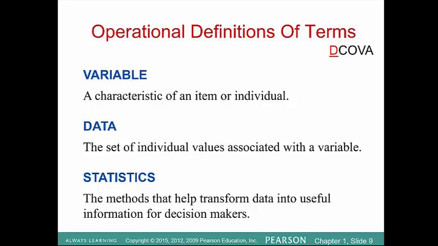Statistics, the method that helps transform data into useful information for decision makers. Let's suppose the person you're talking to uses the metric system of measuring. You are quick on your feet, and you describe yourself as average height. In this case, the average height in a population is a statistic. The person understands average height even if he doesn't use the English system of measurement.